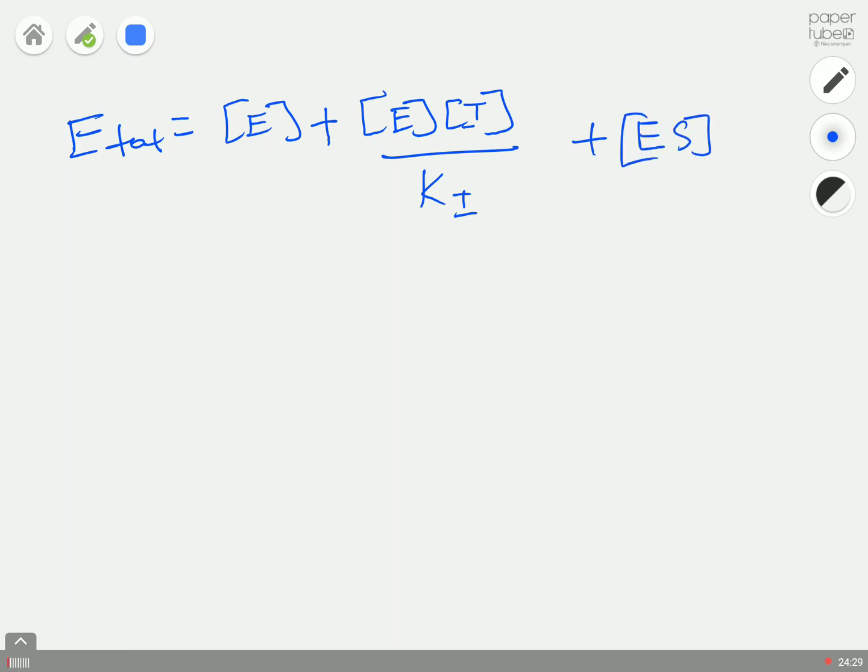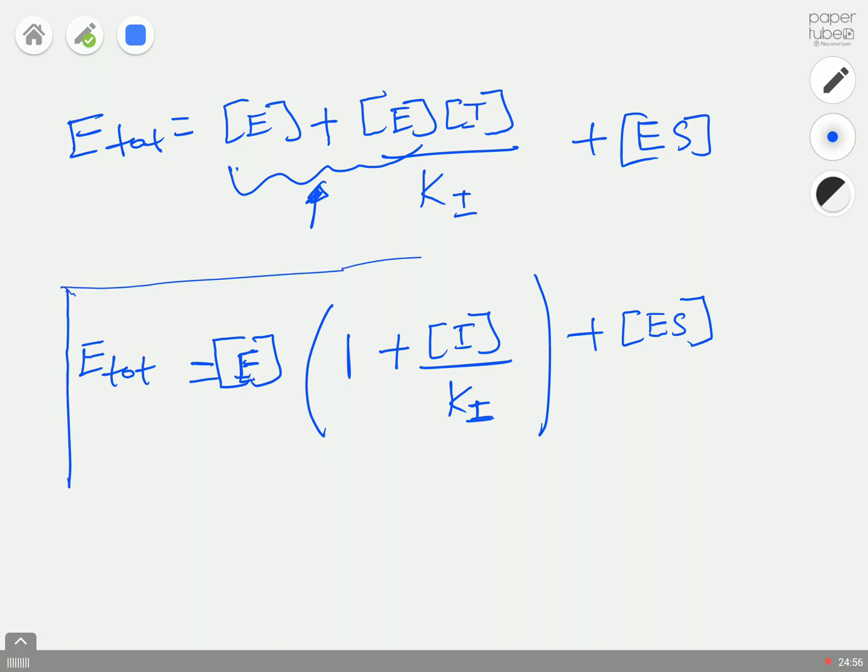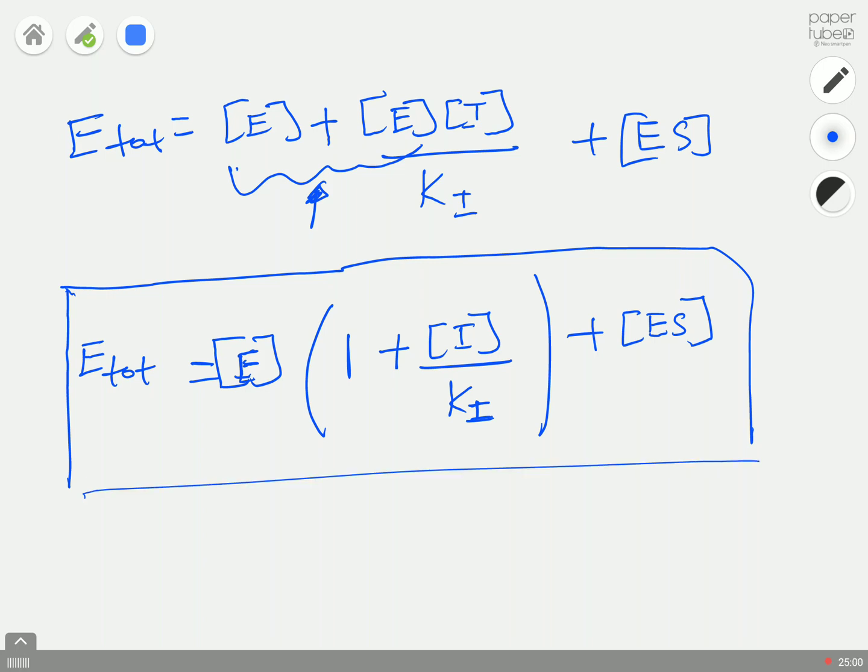So what I'm going to do is take E, the common factor, outside. So that will be equal to, you'll get some expression like this: 1 plus concentration of inhibitor divided by your equilibrium constant Ki, plus the concentration of the enzyme substrate complex, equals E total. Yeah. So let's give a number for this expression. Let's call this equation 4.